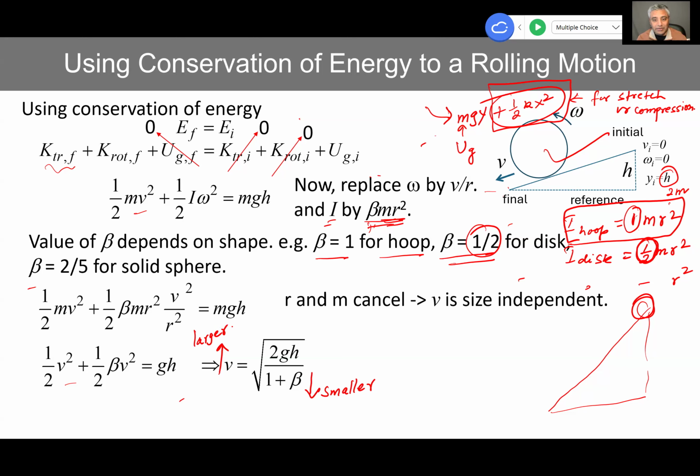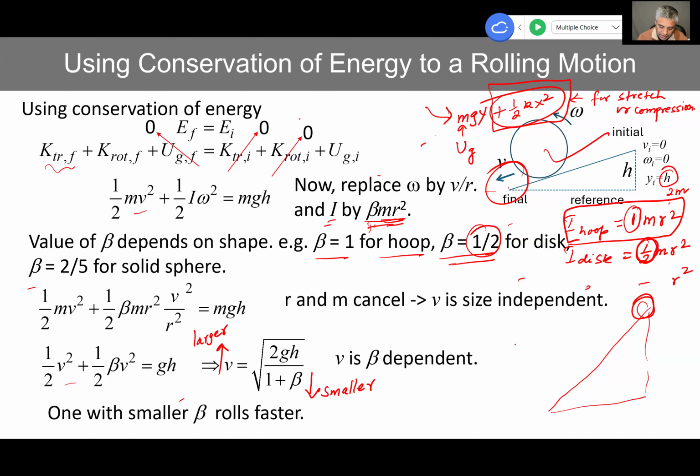By how much? We cannot tell just by looking at that equation. For that, we need to actually plug in numbers and find out. But even without doing that, we can tell how they are related. So that's the beauty of writing equations. Give me a shape, and I'll tell you which one is going to arrive faster, or will they arrive together. So b is beta dependent only. A smaller beta rolls faster. So that's what I'm writing here.